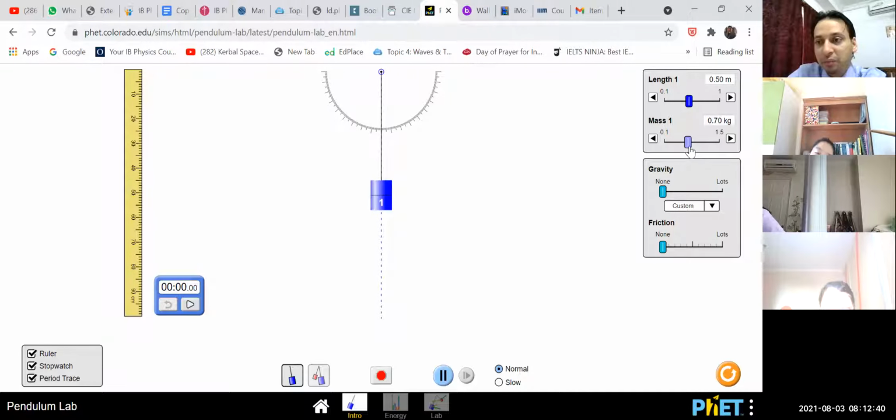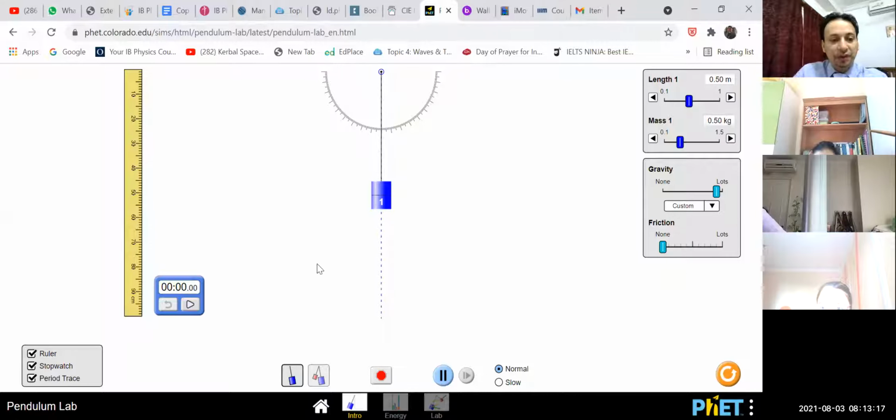I want to begin this simulation by taking a mass of 0.50 kilogram. Gravity is there, because we are performing this experiment on the surface of Earth. And friction is none. We are considering no frictional force initially.